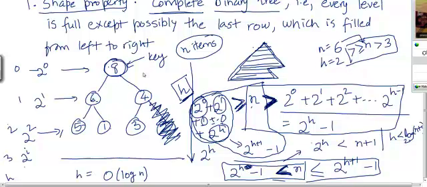It satisfies the shape property as we've seen, and it also satisfies the heap property that we've seen. So this is an example of a heap. Where is the maximum element located here? It's located at the root. And that's not a coincidence. It's a direct consequence of the heap property.